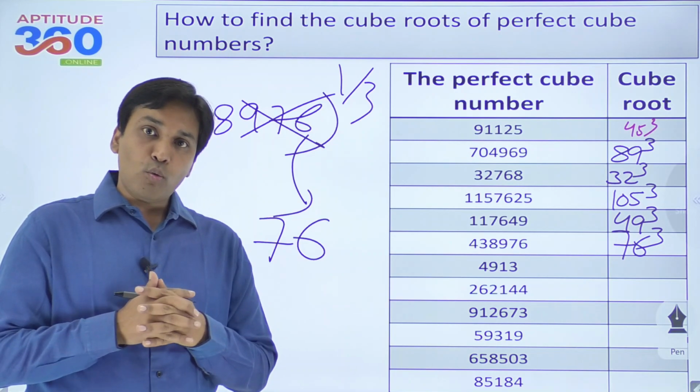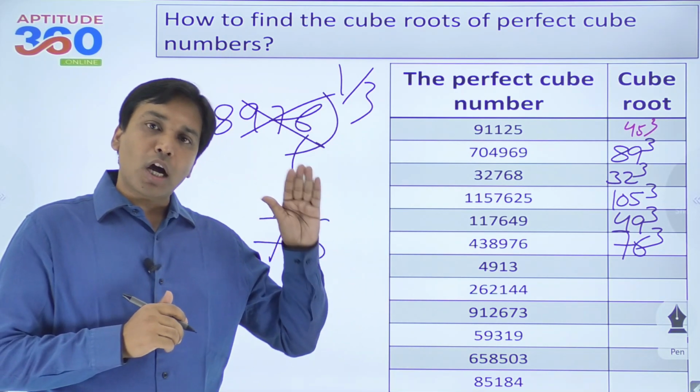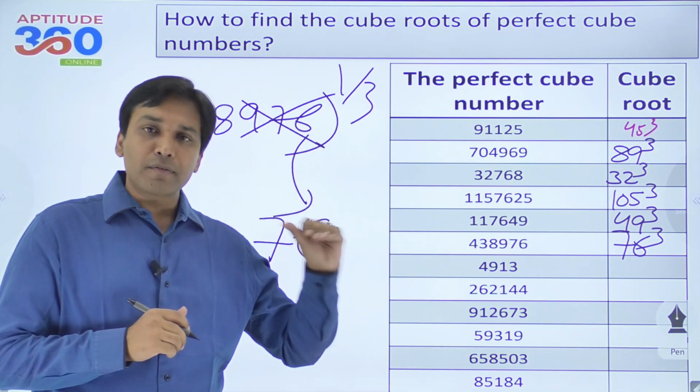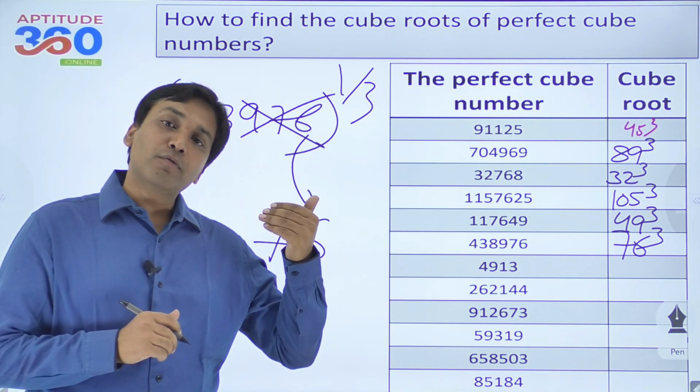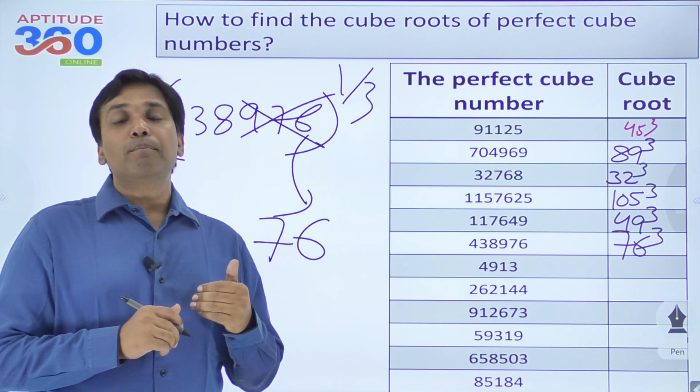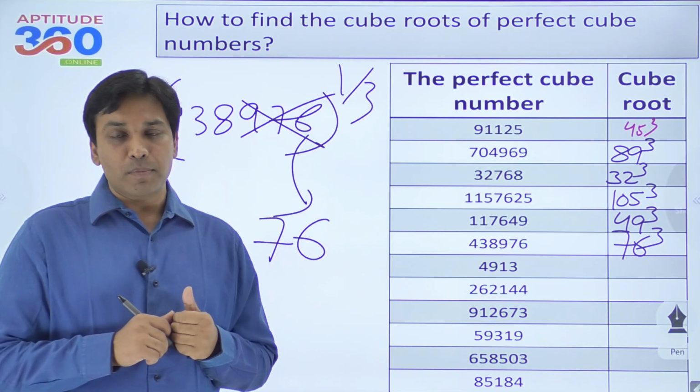So in this video, what we did is we talked about how to find the square roots of perfect squares of natural numbers, and then we found out how to find the cube roots of perfect cube numbers.